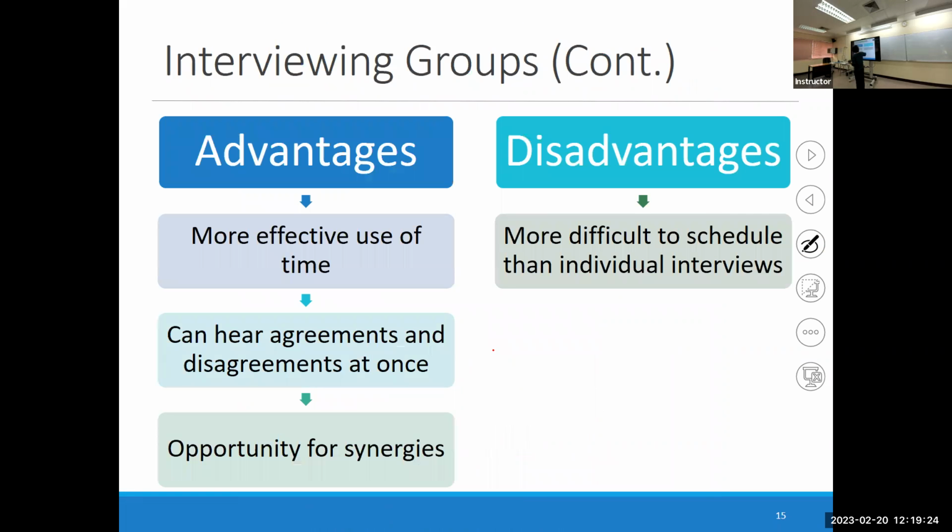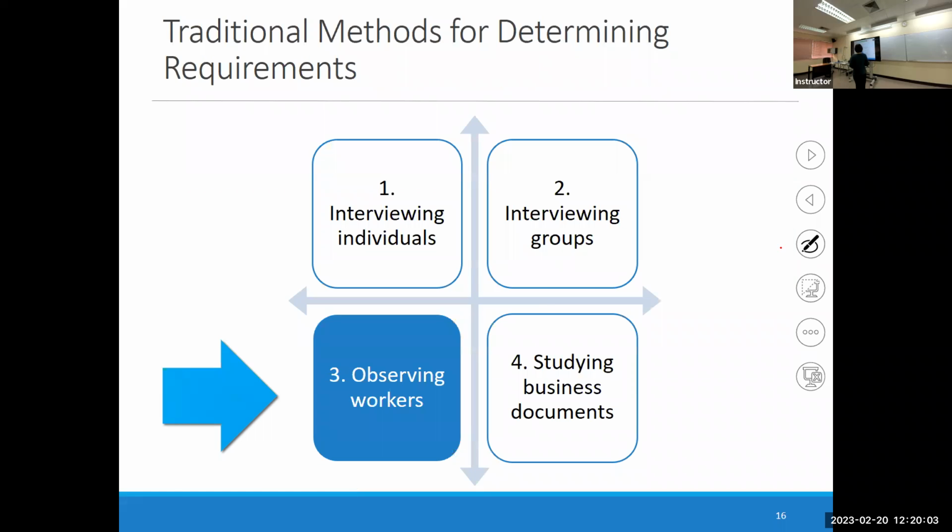And you might interview a group. These are some advantages and disadvantages. Compare them. With a group, there is more effective use of time. Sometimes people can say they agree or disagree on certain things that other people have said. It may be very good to get a consensus on some disagreements and get support on additional things as well. The disadvantage is in terms of scheduling, finding a common schedule for everyone.